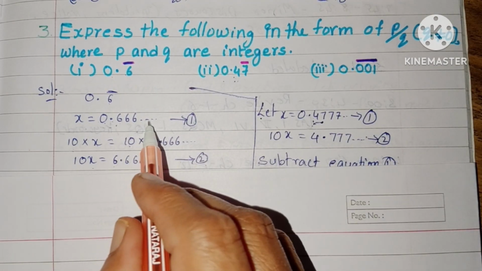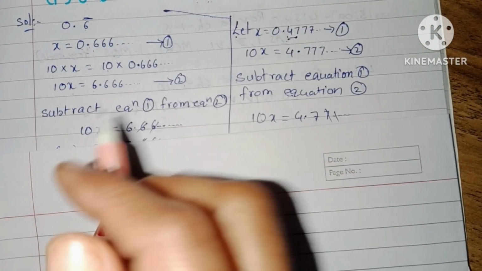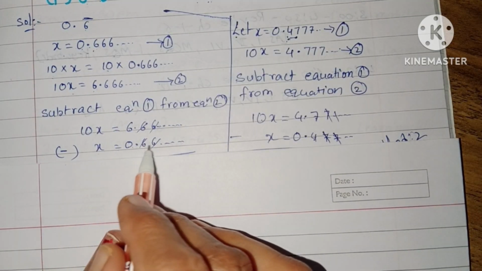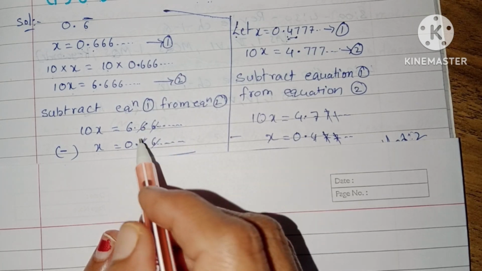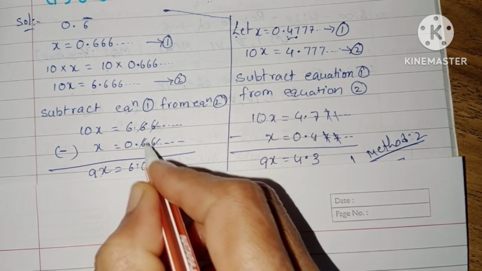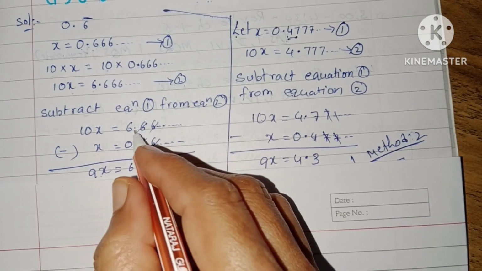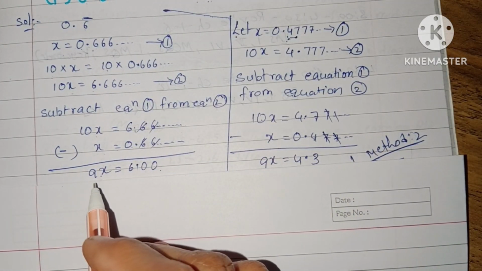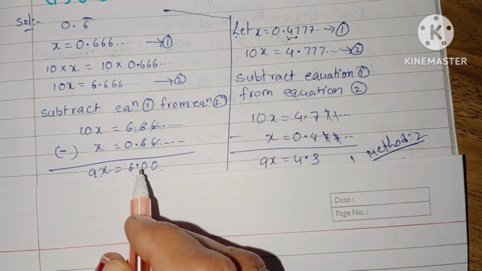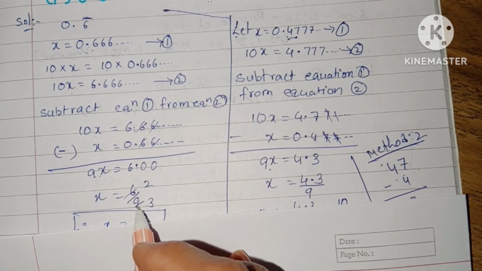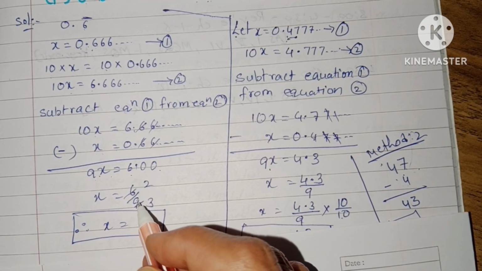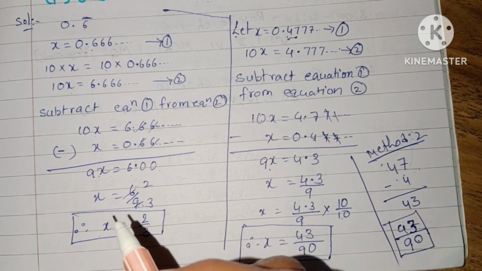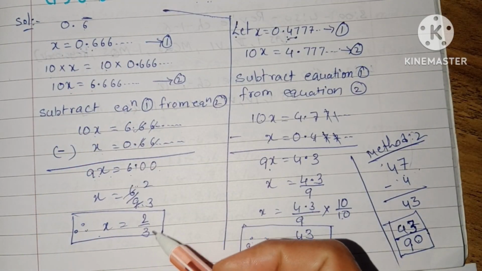Now subtract equation 1 from equation 2. So 10x equal to 6.66 and so on minus x equal to 0.666 and so on. All the 6s will be cancelled, and write the decimal point below the decimal point. 6 minus 0 is 6, and 10x minus x is 9x. Now this is in the form of an algebraic equation, 9x equal to 6. So x equal to, transposing 9 to RHS, 6 by 9. Simplify both numerator and denominator by 3. 3 twos are 6, 3 threes are 9. Therefore, x equal to 2 by 3. So the P by Q form of 0.6 bar is 2 by 3.